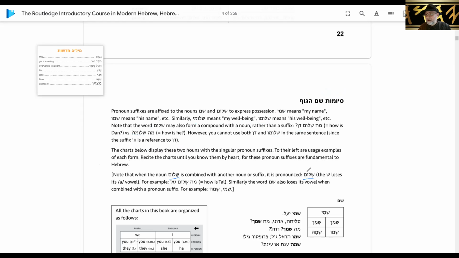Okay, so instead of the vowel at the end, it's at the beginning, like shalom versus shalom. In other words, if there's another noun stuck to it, the sheen loses its a vowel. For example, ma shalom tal. Okay, so how are you, tal? So in other words, sometimes you might have some slight vowel sounds.